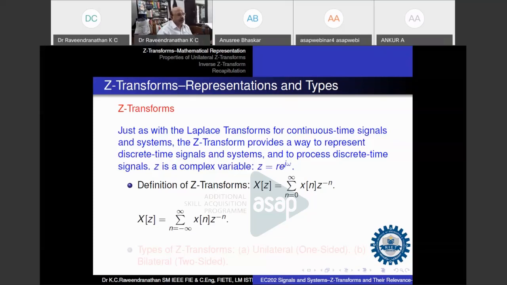So the definition of the unilateral Z transform is X of Z equal to summation n running from 0 to infinity x of n into Z raised to minus n. As I said earlier, there are two types of Z transforms. One is the unilateral, one-sided Z transform, which is applied to a causal or anti-causal signal alone, and we have the bilateral or two-sided transform, which is applied to non-causal signals as well.